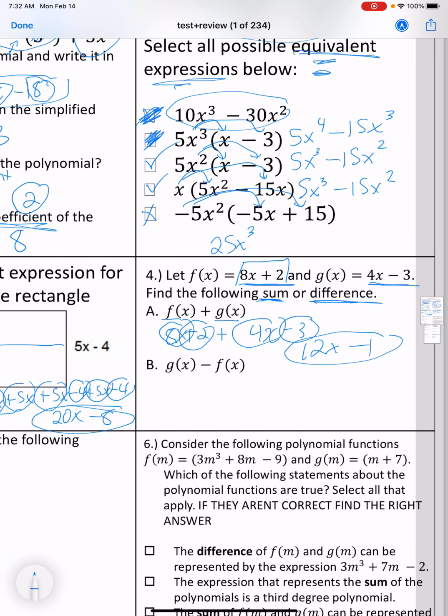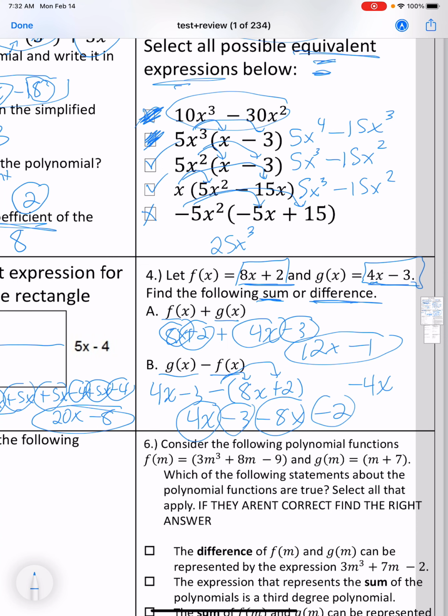Our next one says g of x minus f of x, so I take g of x, which is 4x minus 3, and then I'm going to subtract 8x plus 2 from it. The parentheses for subtraction are very, very important because remember I have to distribute it before I combine. So we actually have 4x minus 3 minus 8x minus 2. Then we can combine these like terms, which is going to give us negative 4x minus 5.